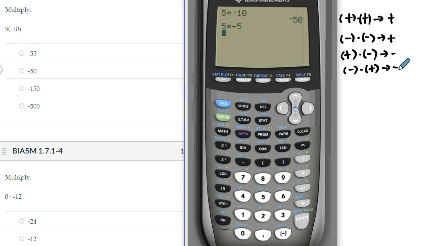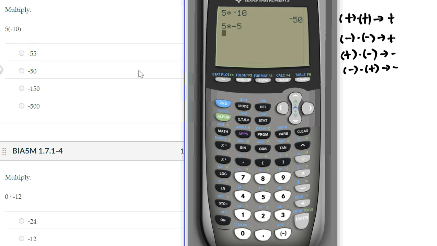Okay, so basically positive times positive, everyone knows is positive. Positive times negative or negative times positive, you always get negative if the signs are different. Negative times negative, you get positive.